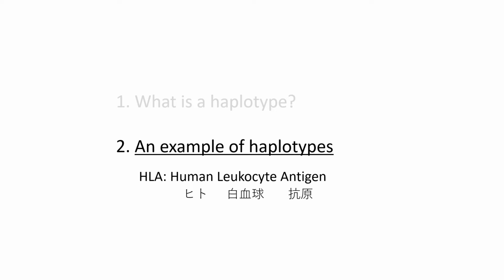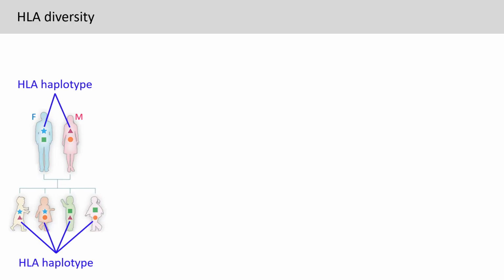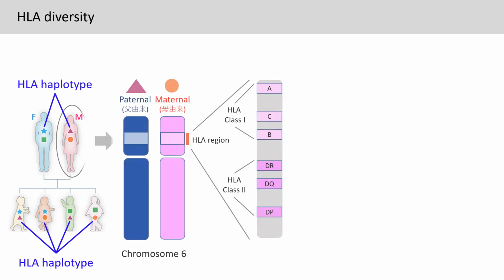Next, as an example of a haplotype, we will describe HLA, the human leukocyte antigen. Here is an example of the HLA haplotypes of one parent and their children. Circles, squares, triangles, and stars indicate different HLA haplotypes. Now, consider the HLA haplotype using the mother as an example. As you can see, the HLA complex is located on the short arm of chromosome 6.